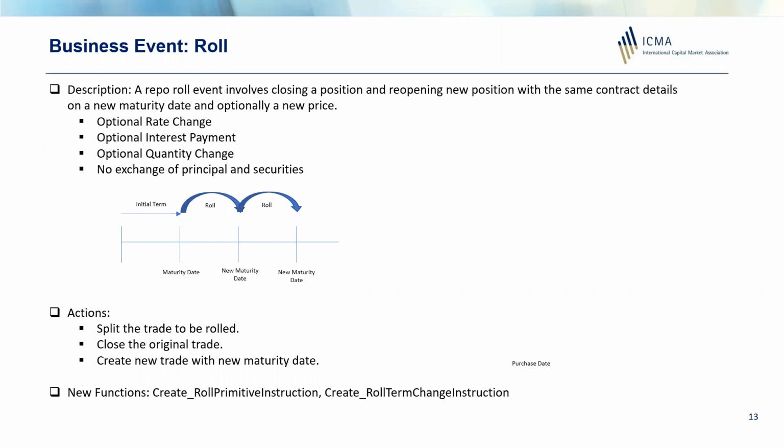In the CDM, this is performed by splitting the trade to make a copy for a new trade, closing the original trade, and then instantiating the new trade with a new maturity date.